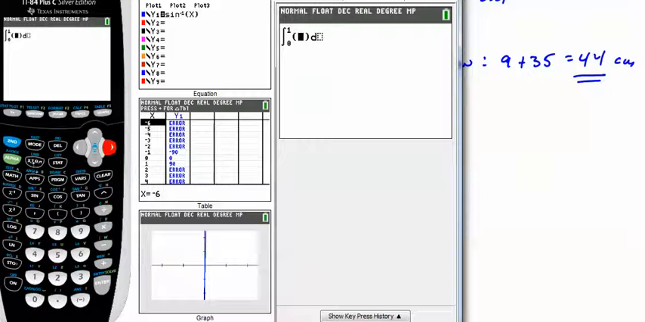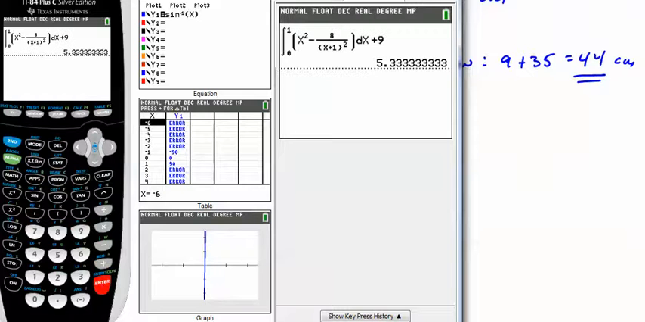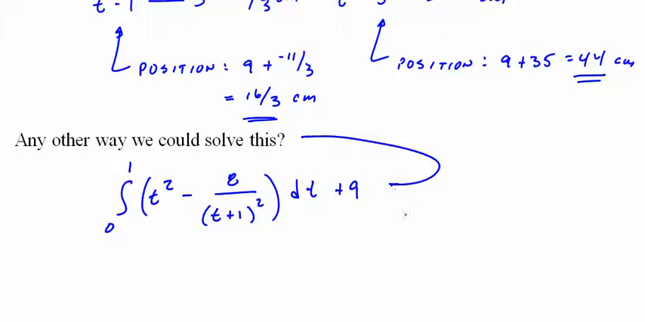And we get, we're using our dummy variable x here, x squared minus 8 over (x plus 1) squared with respect to that dummy variable, and while we're at it, plus 9, we should get 16 thirds. Math, enter, enter, and look at that, 16 thirds. So that's how we could do it with nInt on the calculator. This also equals 16/3 centimeters.